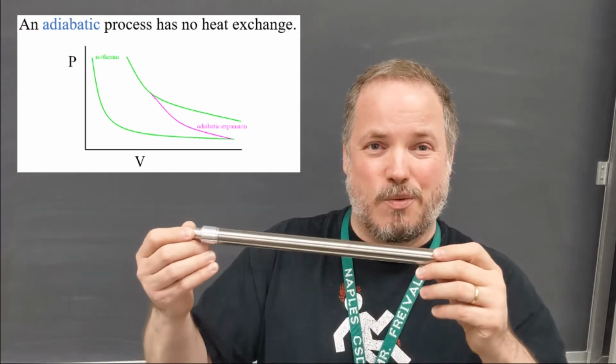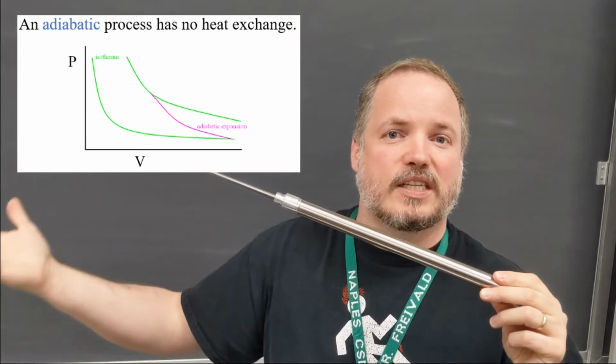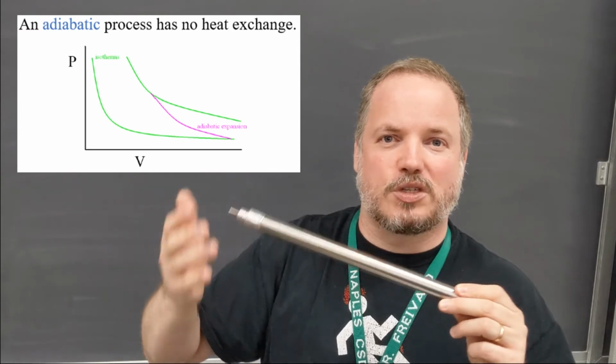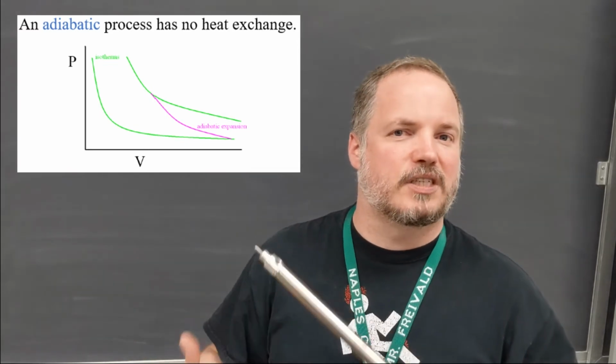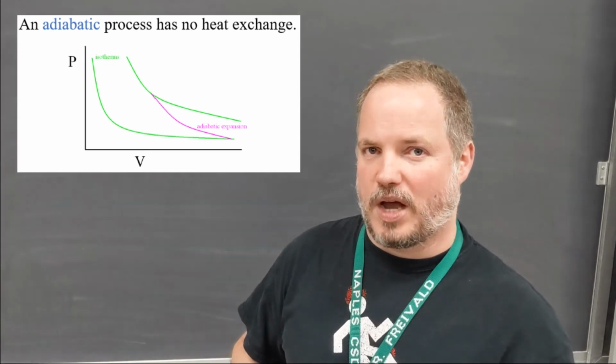A more likely way that adiabatic happens is just fast. Heat transfer takes time, and if you do something really fast, there's not enough time for heat to exchange. And that's a very common type of adiabatic process.